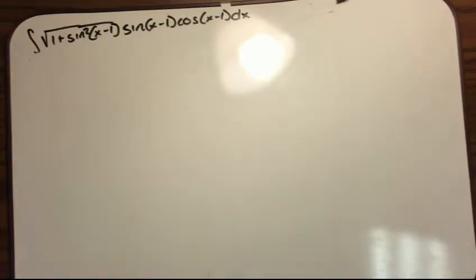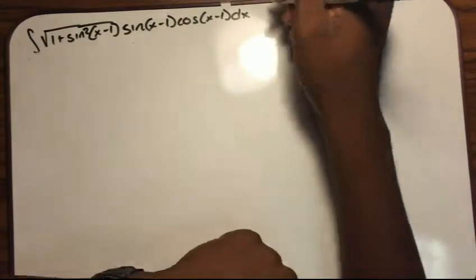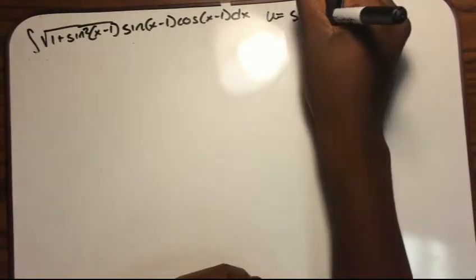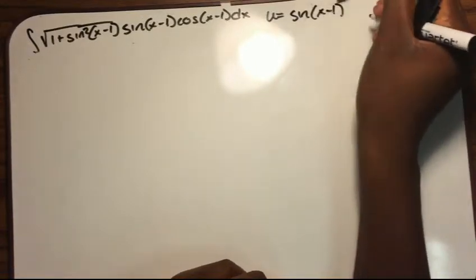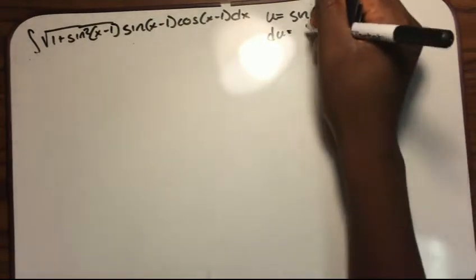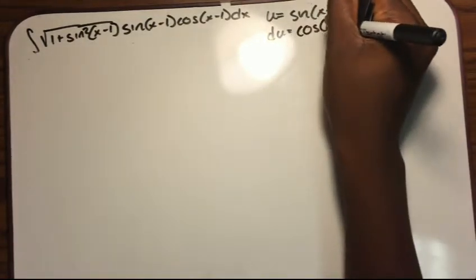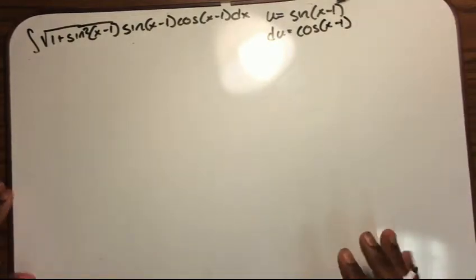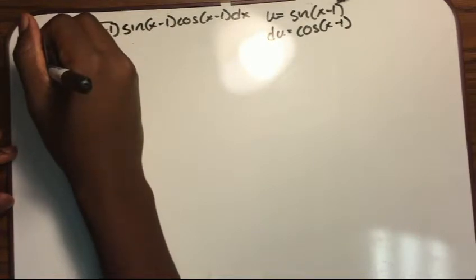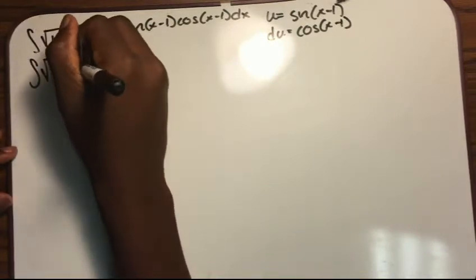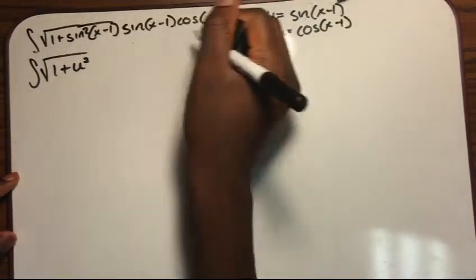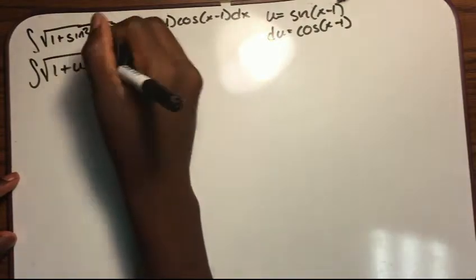The second substitution is quite like the first, but we're going to use u is equal to sine of (x minus 1). And du will thus be equal to cosine of (x minus 1) dx. Once you do the substitution here, you get the integral of the square root of 1 plus u squared times u du.